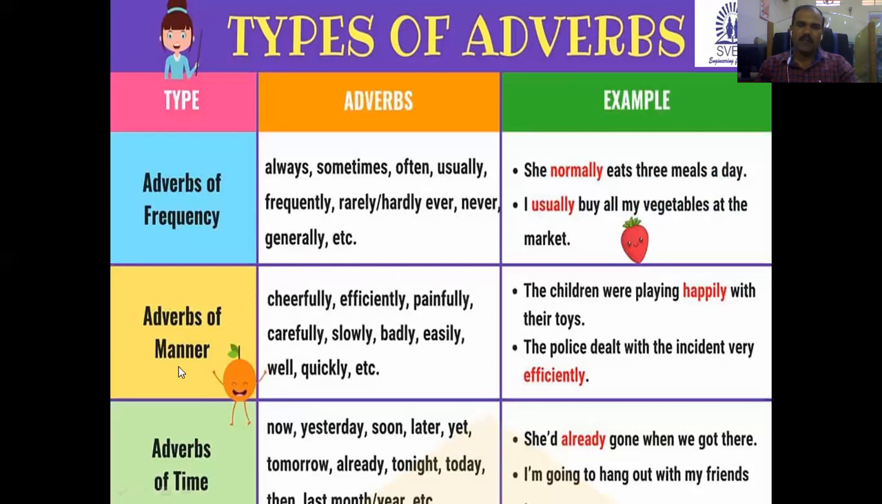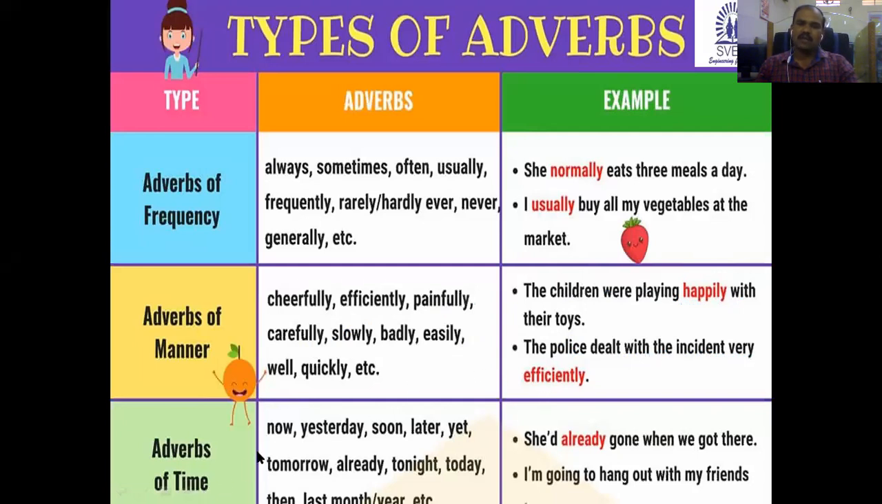Next, adverbs of manner: how to talk with the people. So cheerfully, efficiently, painfully, carefully, slowly, badly, easily, well, quickly, etc. are the examples of adverb of manner. The children were playing happily with their toys. So happily. The police dealt with the incident very efficiently. As I have told you, approximately 90% of adverbs would be there with ly suffix.